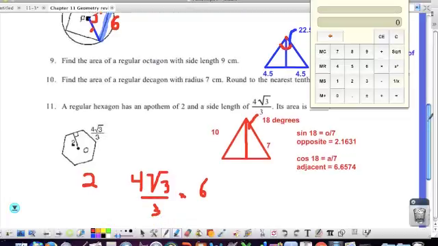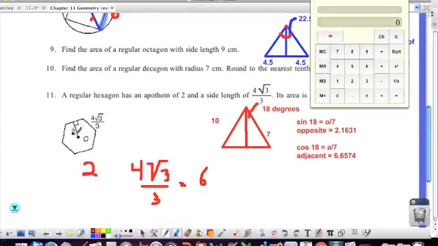And for number 11, a regular hexagon has an apothem, that means the height of a triangle, of 2, and a side length of 4 radical 3 over 3. So that would be that same thing here. That's the side length. So basically I'm doing 1/2 of apothem times side length. That's going to give me the area of one triangle. So I'm going to make this a little bit easier because 1/2 of 2 is 1, and 1 times 4 radical 3 over 3 is going to be 4 radical 3 over 3. I have 6 of those. That's what I've tried to write here.